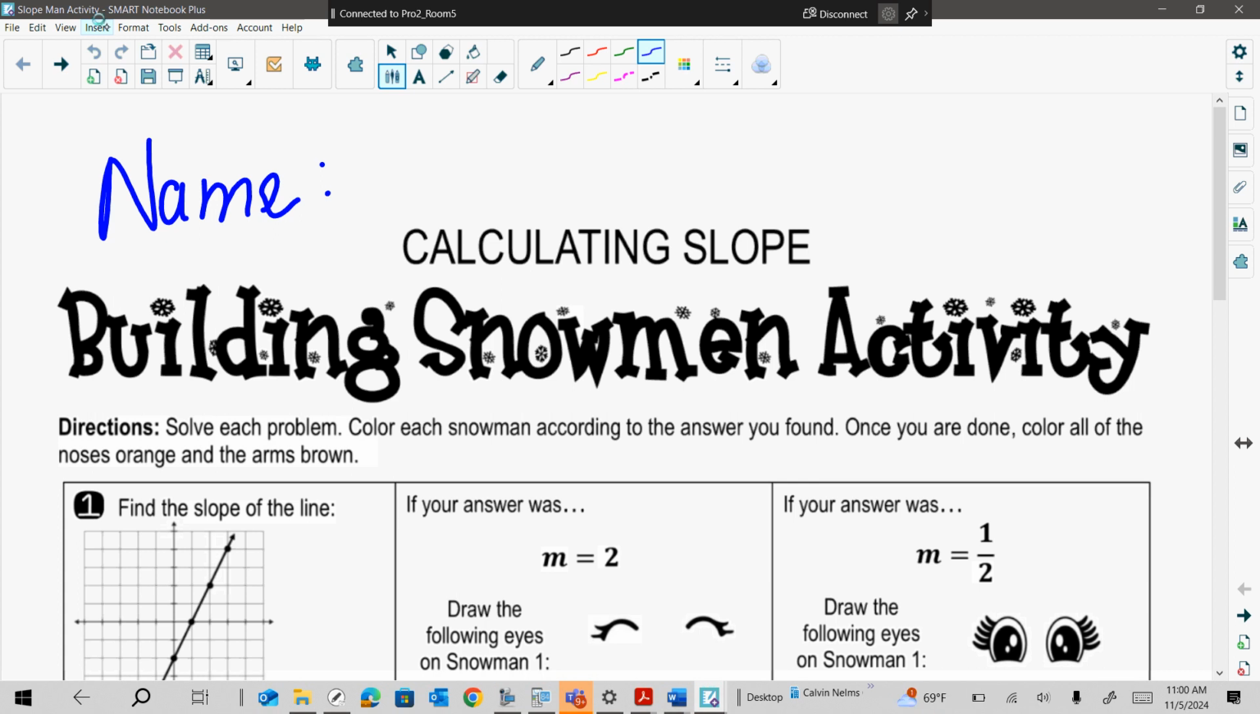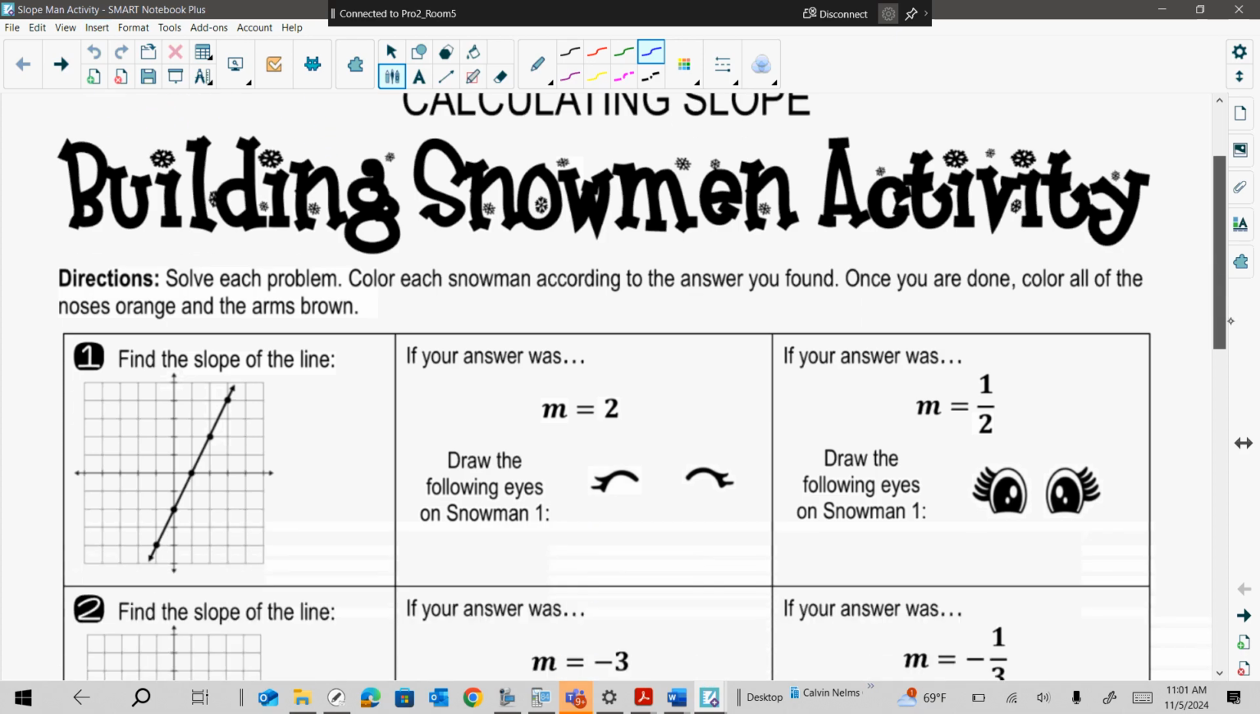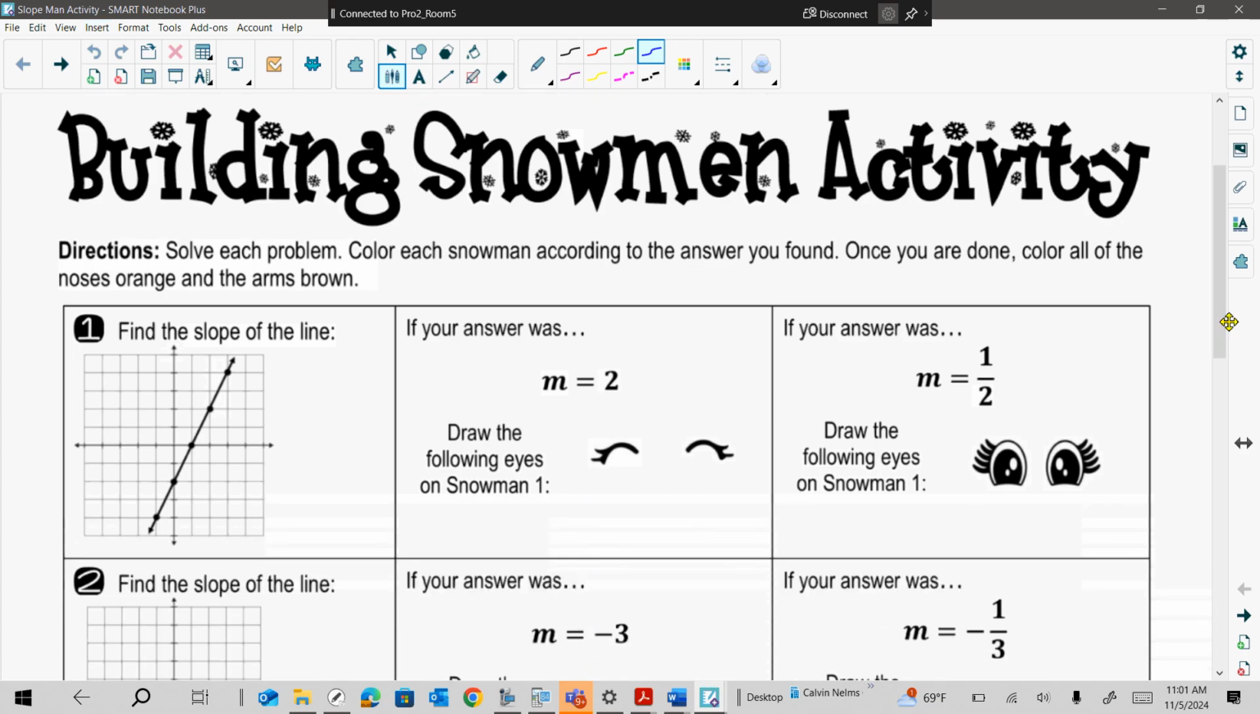All right, calculating slopes, building snowman activities. Make sure your name's on this. We just talked about the 4 different ways of calculating a slope, so this activity is kind of checking your understanding on how to do that. I'm going to go over those 4 different ways in those different types of problems on the packet. What you're going to do is solve each problem, then color your snowman according to the answer you found. Once you're done, you're going to color the nose orange and the arms brown.